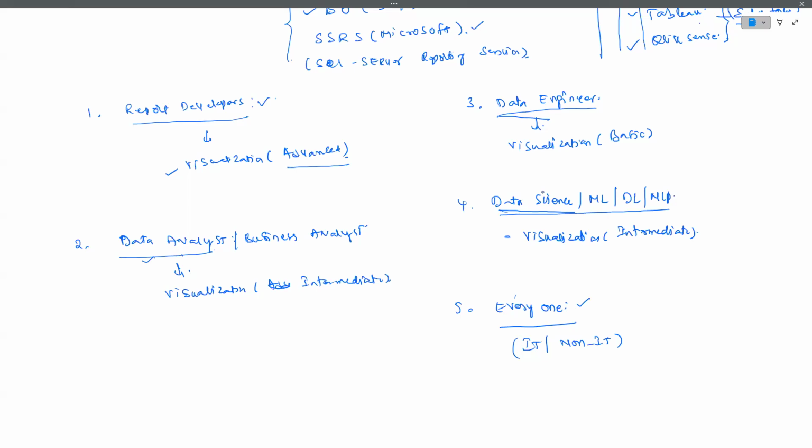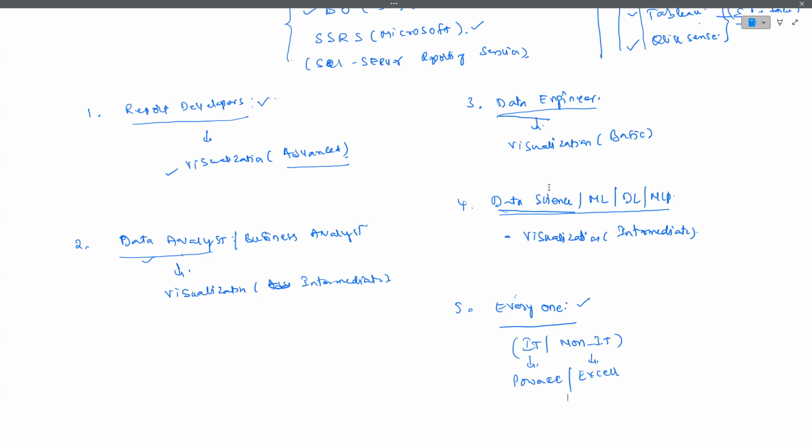Generally, non-IT people use Excel sheets, whereas IT people use Power BI for data visualization, those who are from the technology side. Excel is generally for non-IT professionals who do not have any basic knowledge of IT or technology.